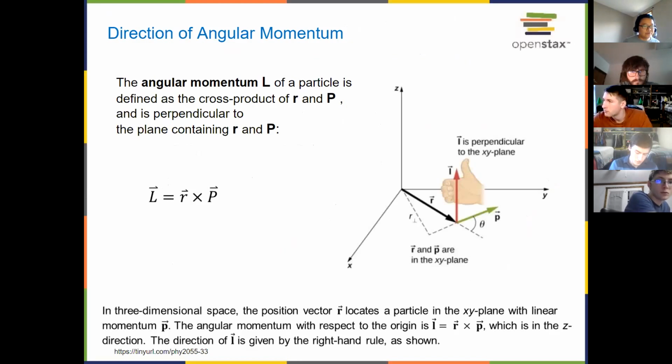Now that's the magnitude. The magnitude of L equals r times p times sine theta. For the direction of the angular momentum, that's defined by r cross p. So you can use your right hand rule to determine it. If r and p are in the XY plane, then using your right hand rule, the angular momentum will be in the Z direction. So that's the cross product of these two vectors, r and p.